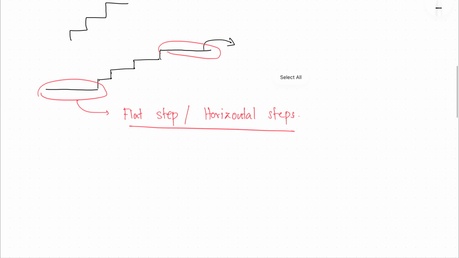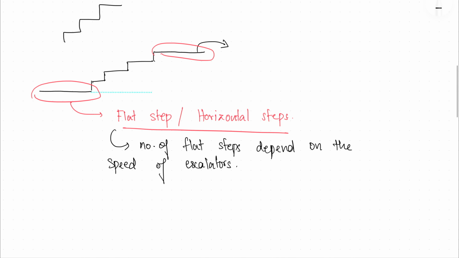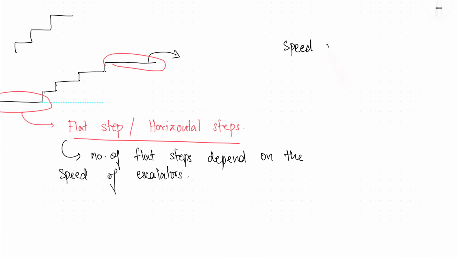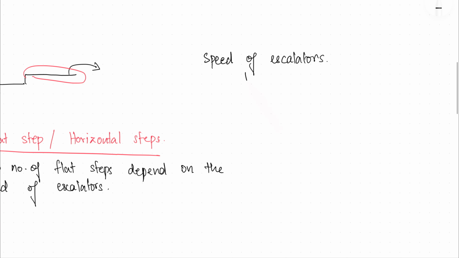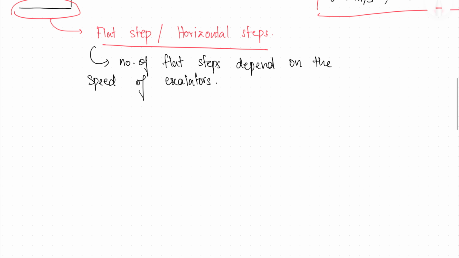And the number of flat steps also depends upon the speed of the escalator. The general speed of escalators can vary from 0.5 meter per second or 0.65 meter per second, and the maximum threshold is 0.75 meter per second. So these are the three ranges of speed and the flat steps according to the speed, right?